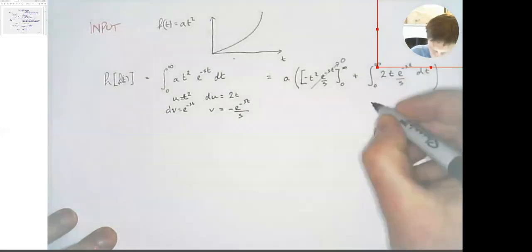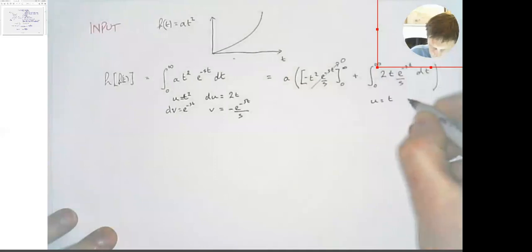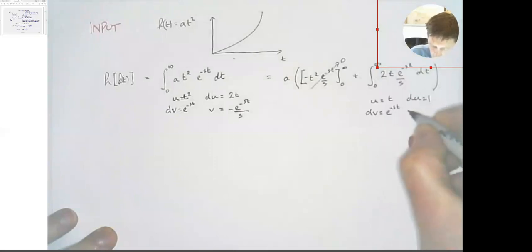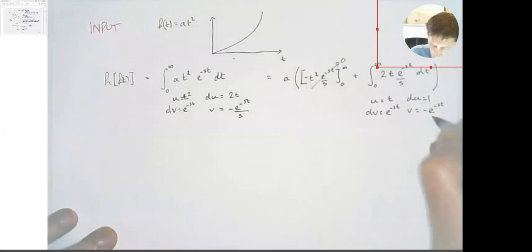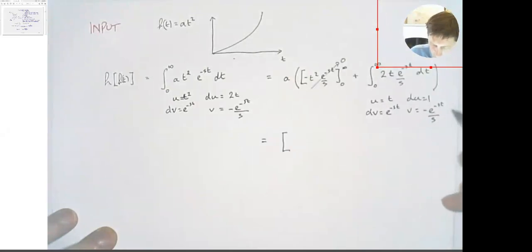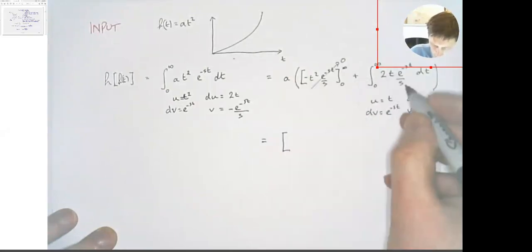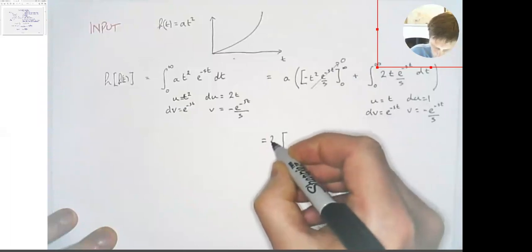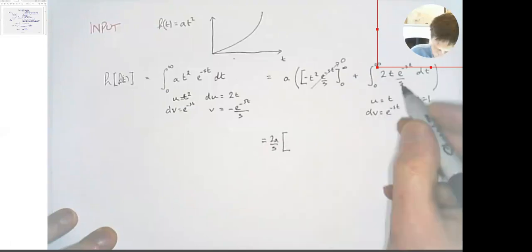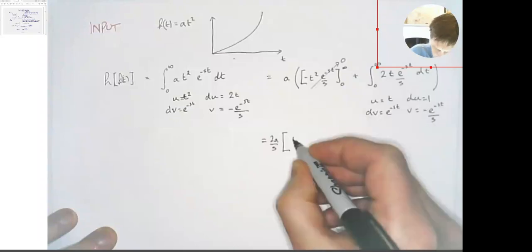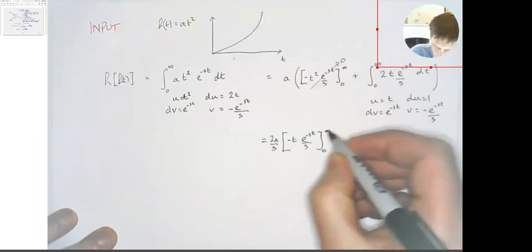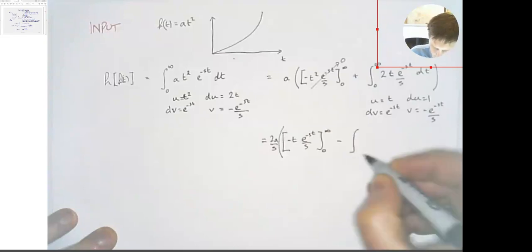This time we're going to say u is equal to t. And so du is equal to 1. dv is equal to e to the minus st again. And so v again is equal to minus e to the minus st over s. Put that in once more. We've got some new constants here. So we've got a and 2 divided by s left over from before. Now we've got u and v, so u is t, v is minus e to the minus st over s, 0 to infinity, minus our integral.